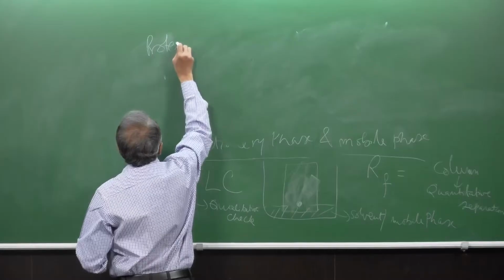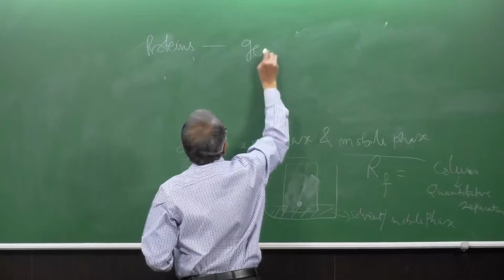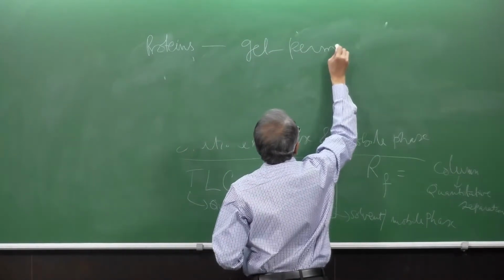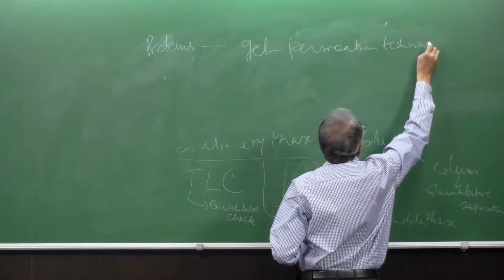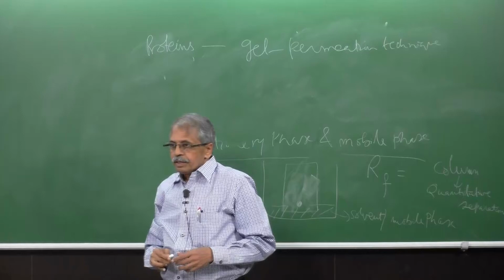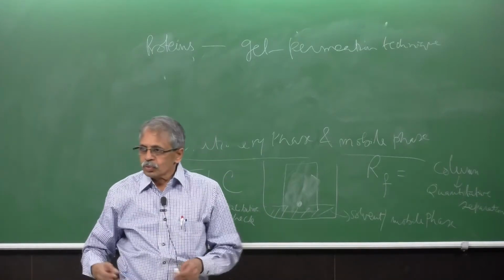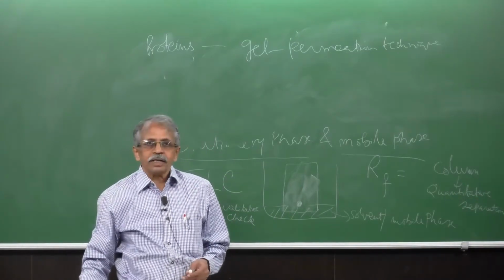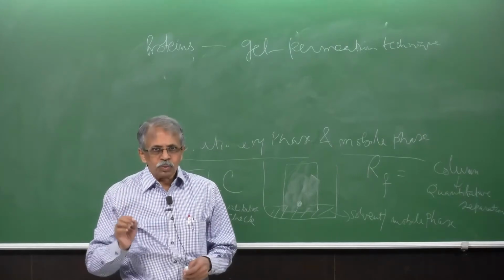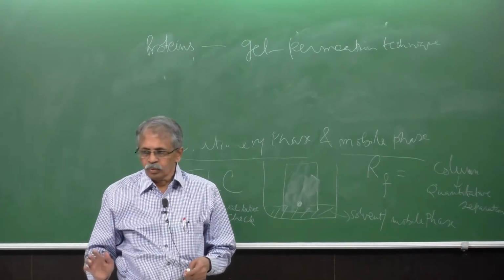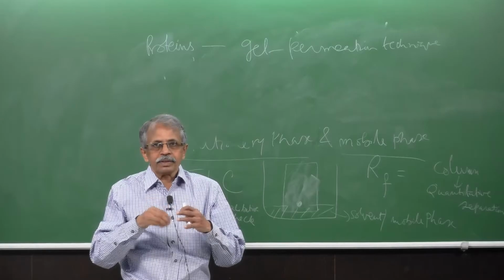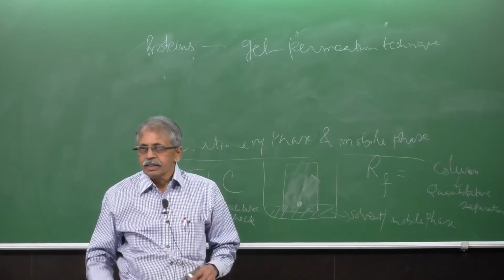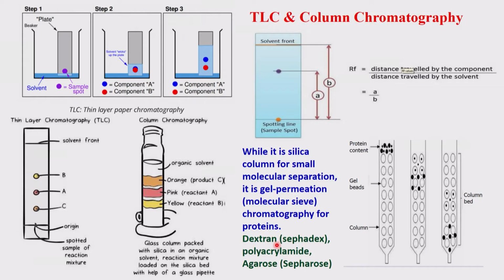So, in the case of proteins, you can use the gel permeation technique, where the gel is made of dextran, which is also known as Sephadex, polyacrylamide, or agarose. If anybody wants to know the structure of these, you can just Google it. These are all polymeric materials, and they can be made as a powder, as beads, or as a gel. Here it is used as a gel, and the gel has different pores.